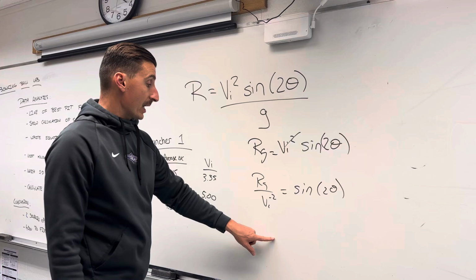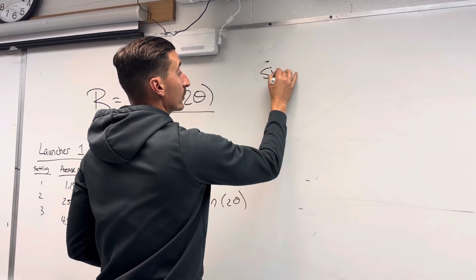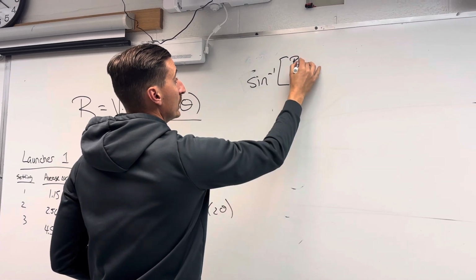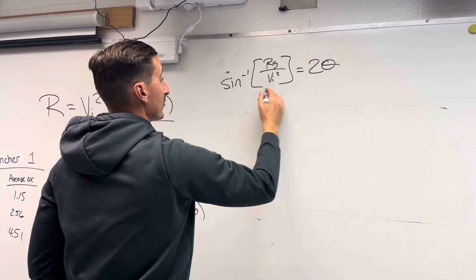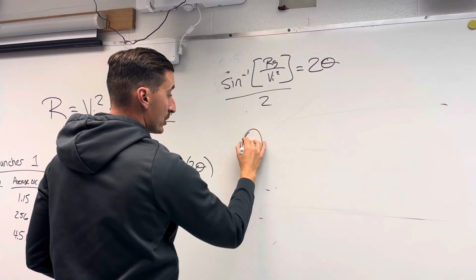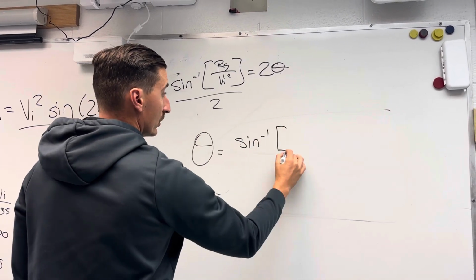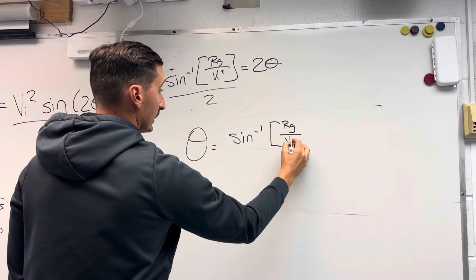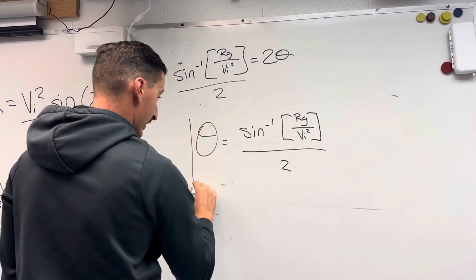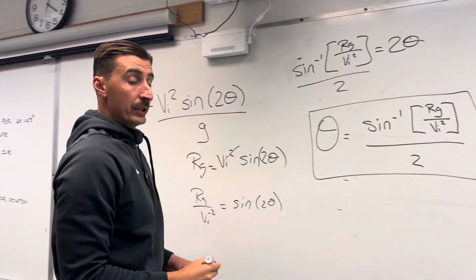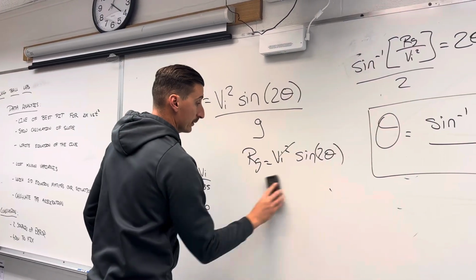I'm going to do inverse sine here, so I take inverse sine of rg over vi squared, which equals 2 theta. The last step is to divide by 2. So the equation I get for theta is sine inverse of rg over vi squared, all over 2. This is the equation that you're going to use on the day of the competition. Now, let me explain the equation.